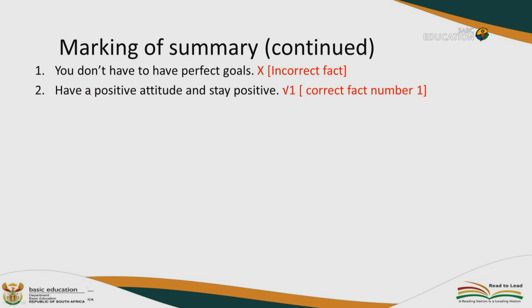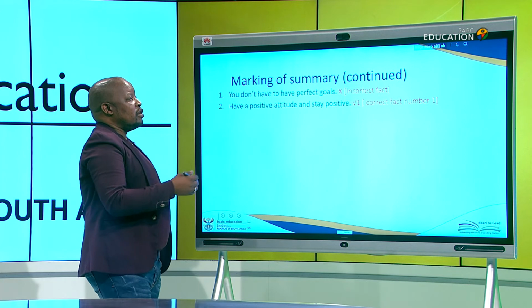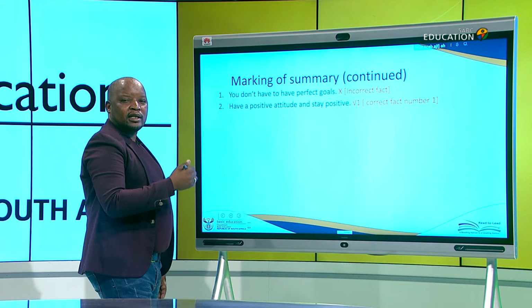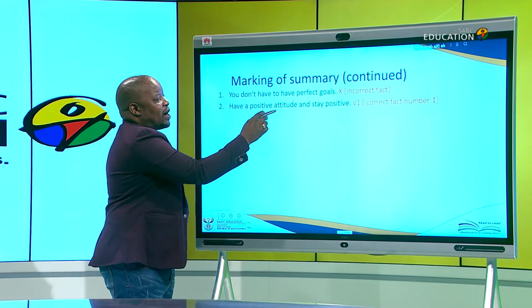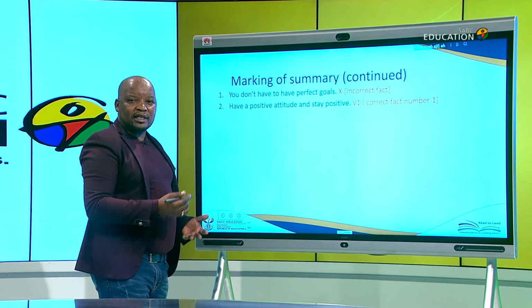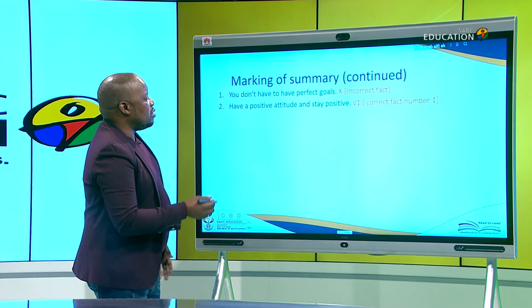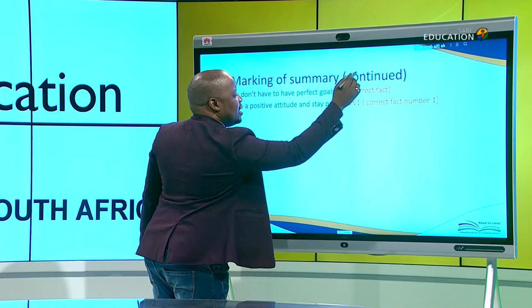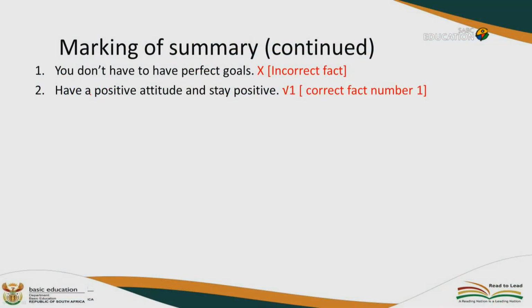Always remember the question: how to be a good leader. If you're a good leader, you cannot be someone who does not have goals. Then you're not a good leader at all. As leaders, you need to work towards your goals. Number 2 says, have a positive attitude and stay positive. Yes, if your attitude is negative, you're not going to be able to run your company or work with people because you have a negative attitude. This makes it a tick and 1. This 1 simply says it's fact number 1.